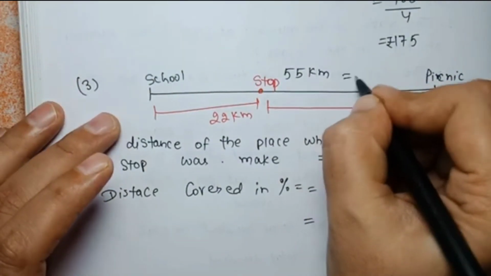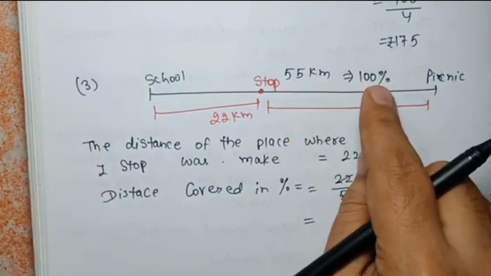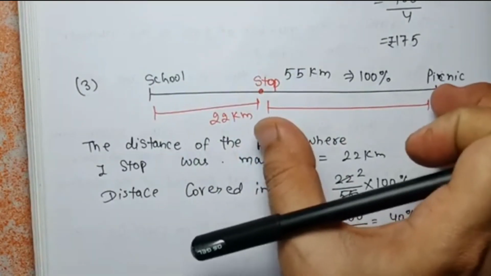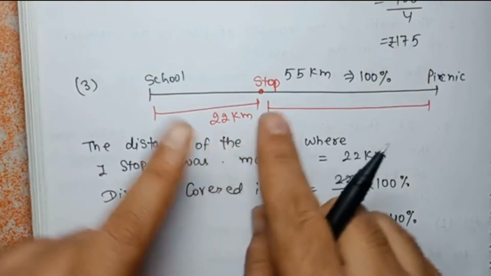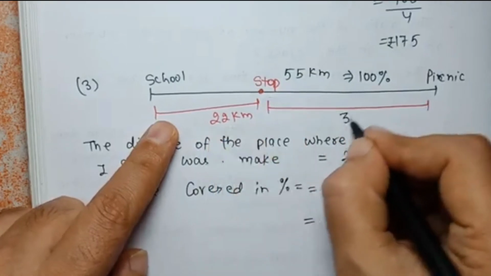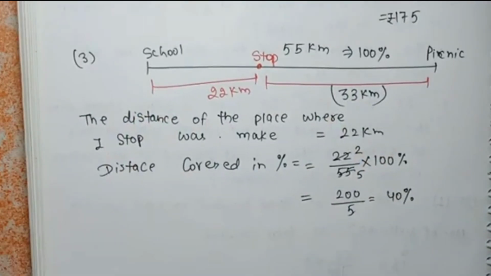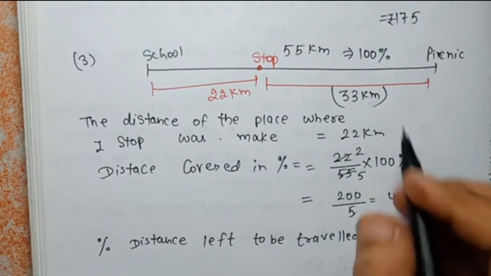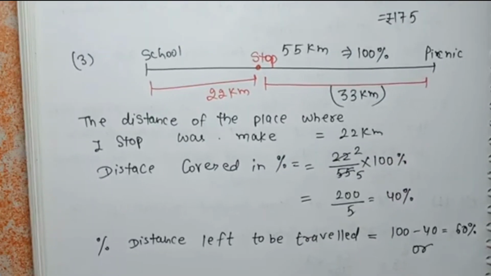Dear student, we know the total amount can be represented as 100%. Here 55 is the total distance from school to picnic. Now we have covered 40% out of 100. We have to find the distance from the stop to the picnic. In another method, you subtract 22 from 55 and you will get 33 kilometer. You find the percentage for 33 kilometer, then also you will get the answer. Now the percentage of distance left to be traveled: 100 minus 40 is equal to 60.